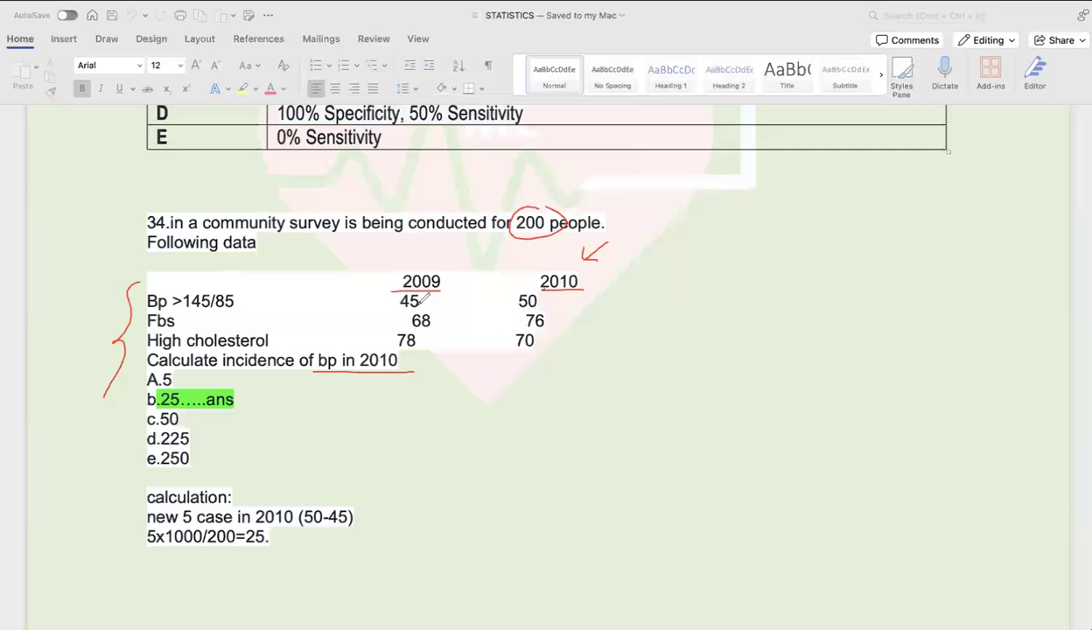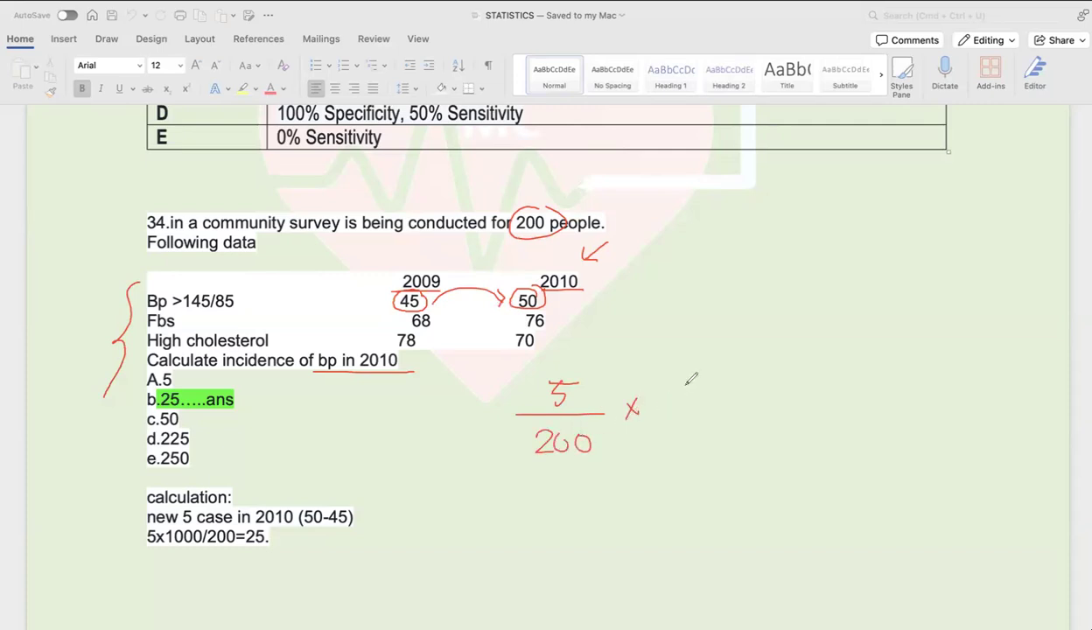In 2009, 45 people had a blood pressure problem. And in 2010, 50 people. So how many new people got hypertension in 2010? 5 people, right? Now we need to find out, so how many people? 200. So out of 200, 5 people have got the new disease.